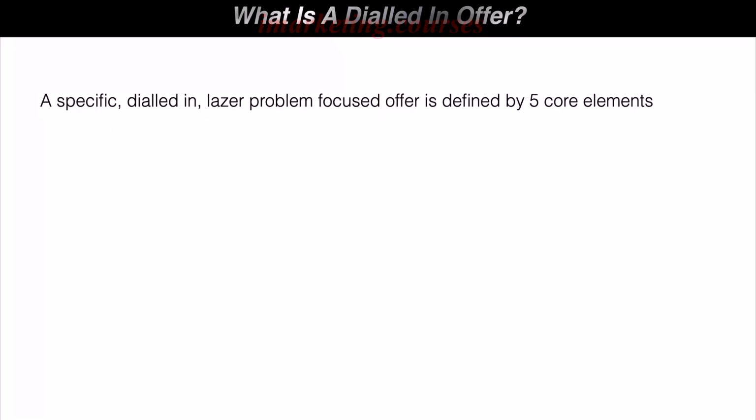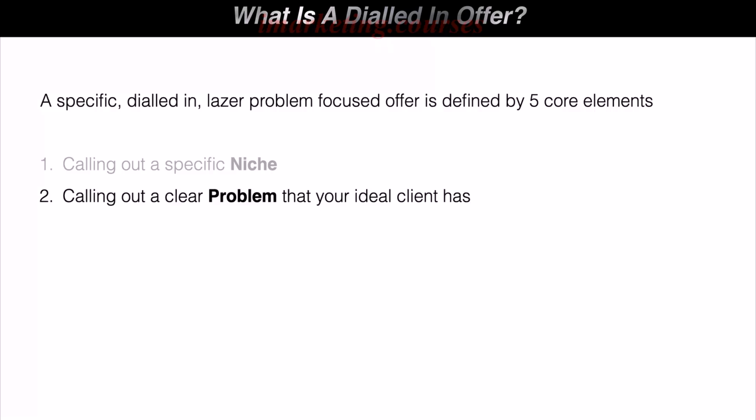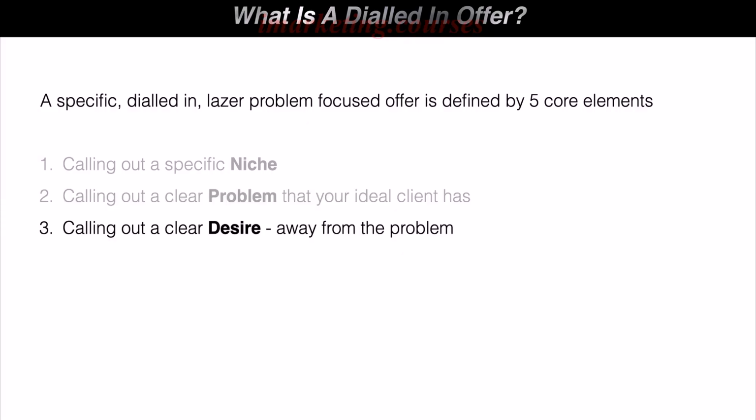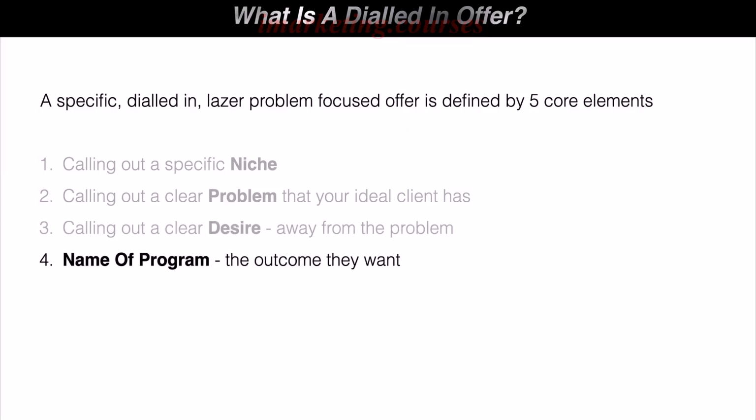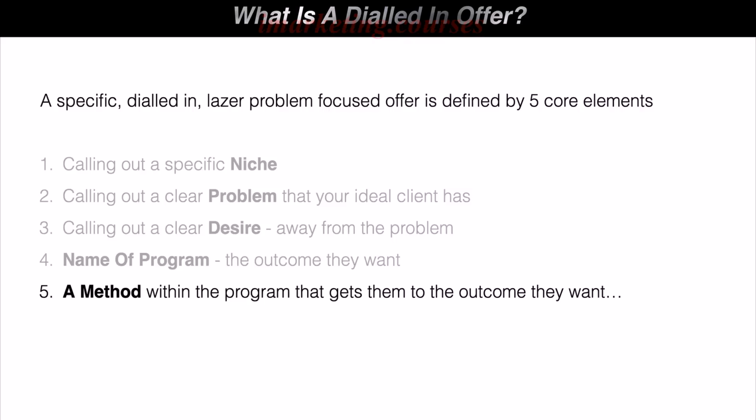A specific dialed in laser problem focus offer is defined by 5 core elements. So what is a dialed in offer? 5 core elements. Calling out a specific niche, calling out a clear problem that your ideal client has, calling out a clear desire away from the problem, and the name of the program and the outcome that they want, a method within the program that gets them the outcome that they want. This is what we're going to create together.